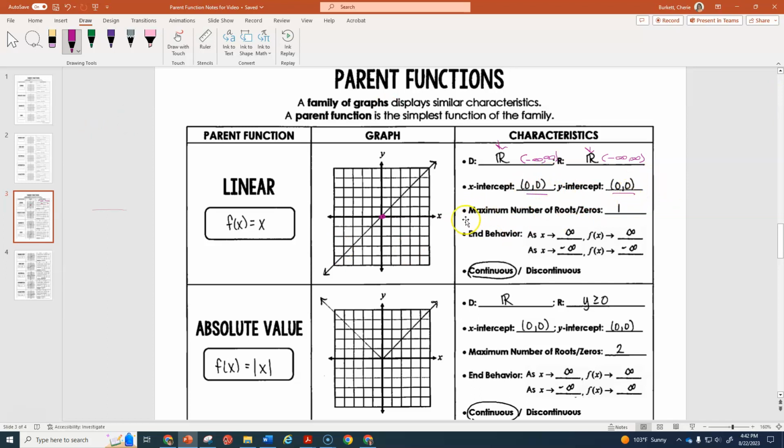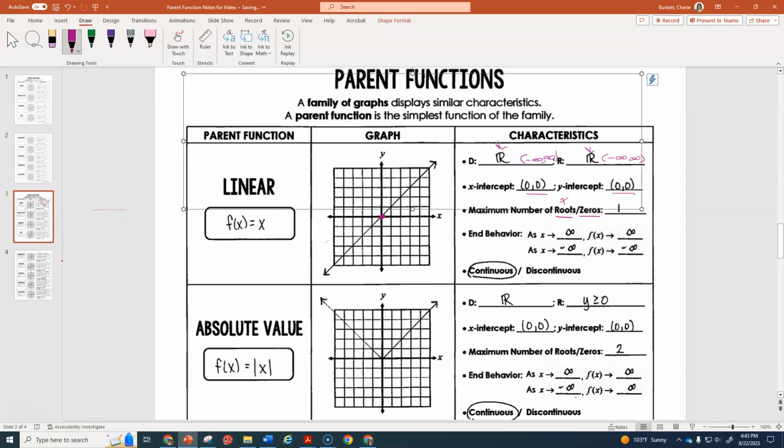This piece of information is talking about how many times is it possible for your graph to cross the x-axis. Some equations, like you're going to see this one down here, the absolute value equation, can cross the x-axis more than once. A linear equation will only cross the x-axis one time. And the place where it crosses the x-axis, that's what we call either a root or a zero. That's where it crosses the x-axis.